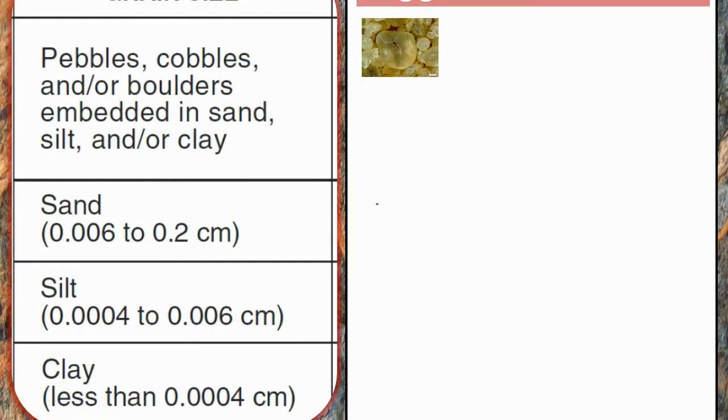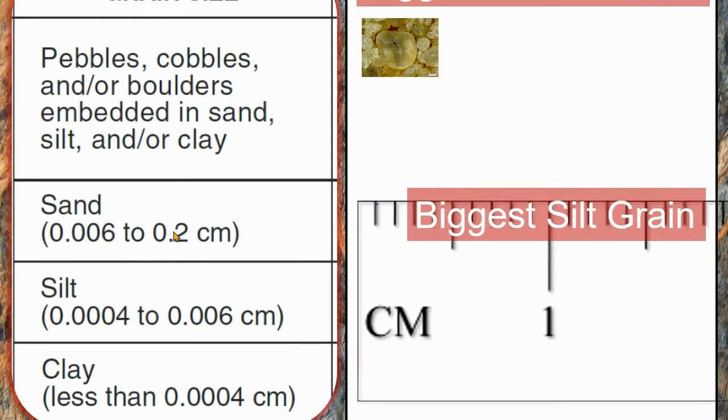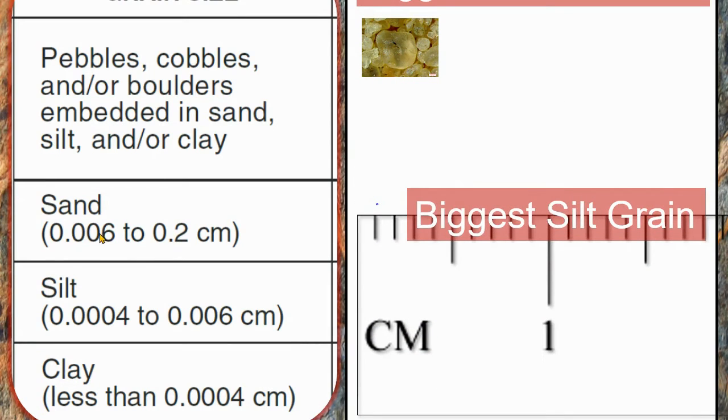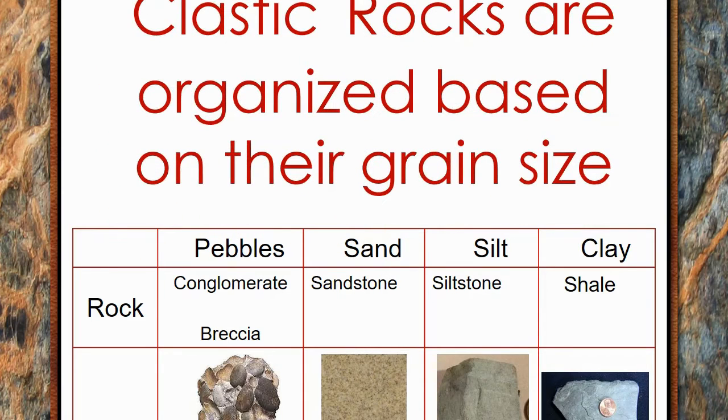If we look at a sand, for instance, a sand grain can be as big as 0.2 centimeters or as small as 0.006 centimeters, which is the size of the largest silt grain. The key about the clastic rocks, or the fragmental rocks, is that they're organized based on their grain size.